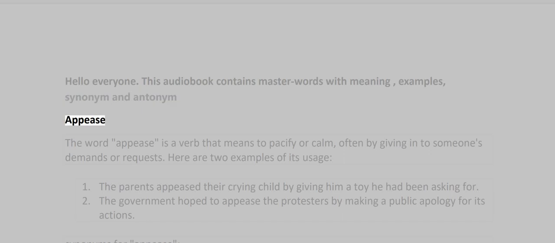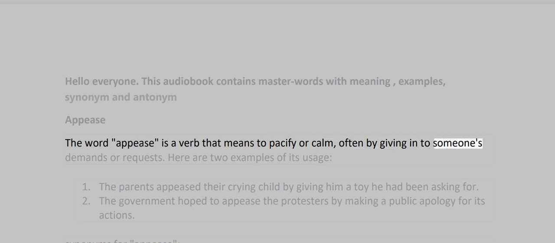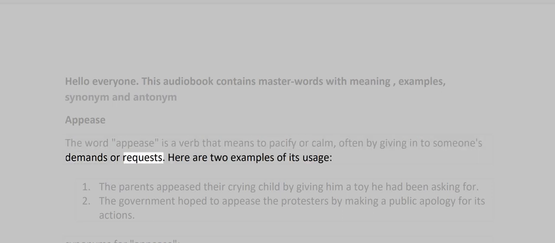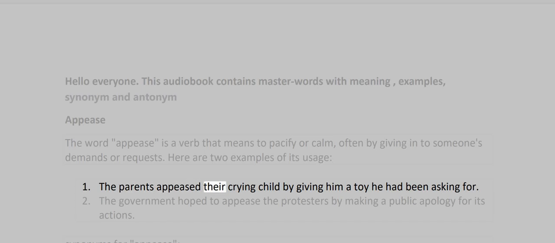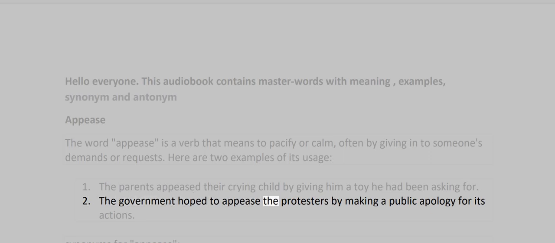Appease. The word appease is a verb that means to pacify or calm, often by giving in to someone's demands or requests. Here are two examples of its usage. 1. The parents appeased their crying child by giving him a toy he had been asking for. 2. The government hoped to appease the protesters by making a public apology for its actions.